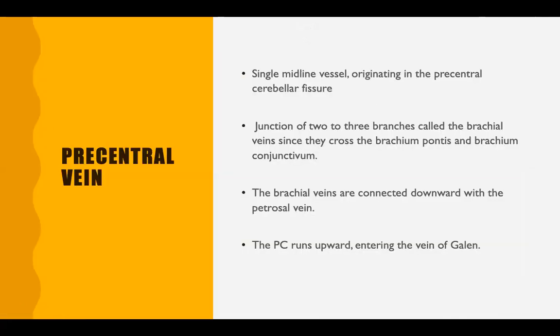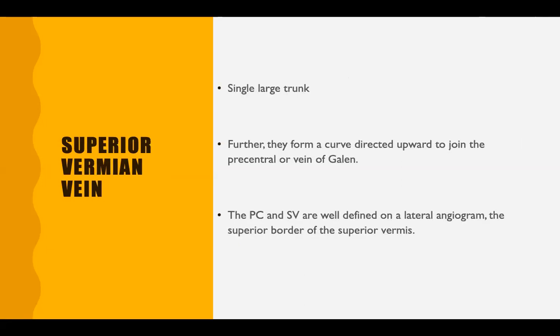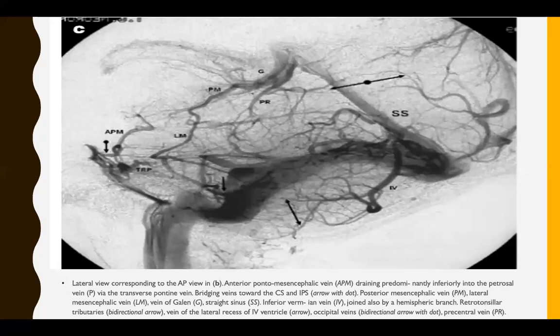I'm not going into detail of the precentral vein because we have now seen completely that it has multiple small veins joining. The brachial veins are connected, which join from the vein of Galen to the petrosal vein. And the superior Vermian vein also has multiple small trunks and a single large trunk, which gains from the superior vermis, and they form a curve and join either the precentral vein or the vein of Galen. It is well defined on the lateral angiogram, as we have seen in these pictures.